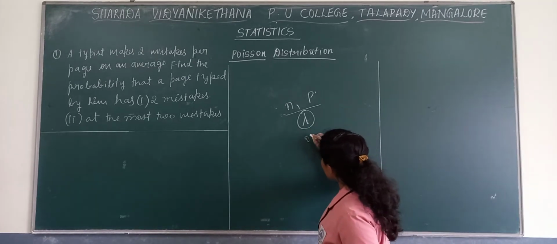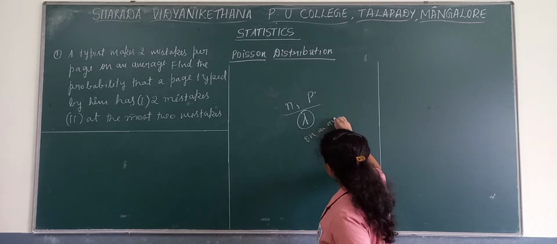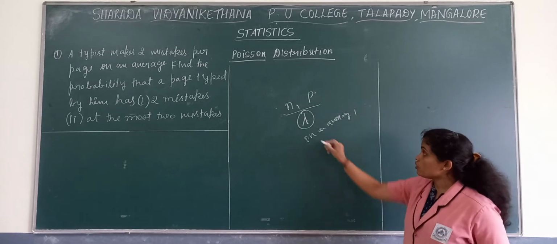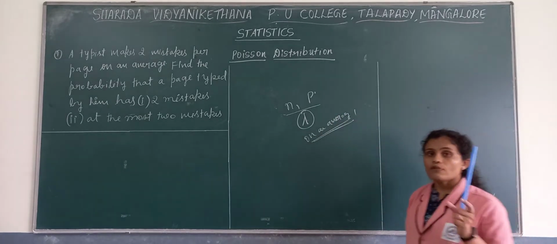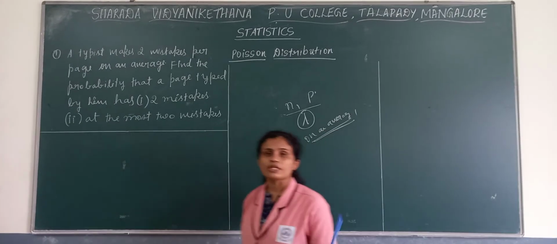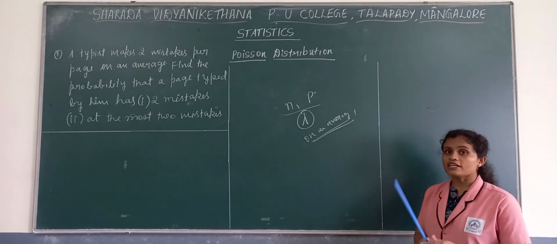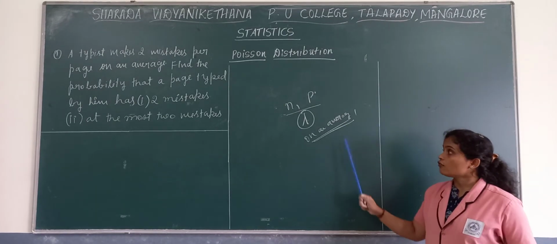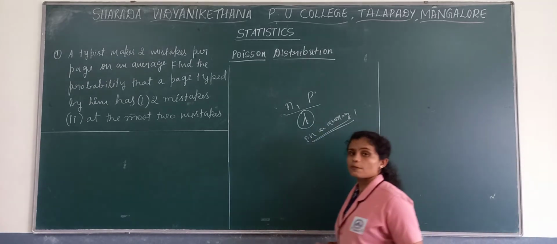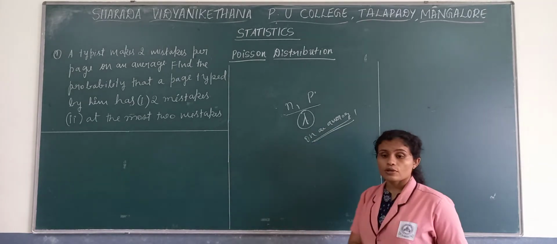And there you need to identify the value of lambda. Usually it will be the value with the words on an average, for example 1, 2. The value along with the words on an average, most of the time, is the lambda value. So you need to identify the value of lambda first, and then substitute it into the formula. Now we'll see the problem here.